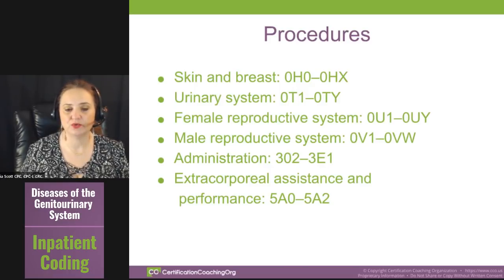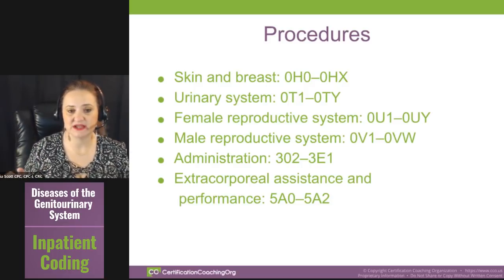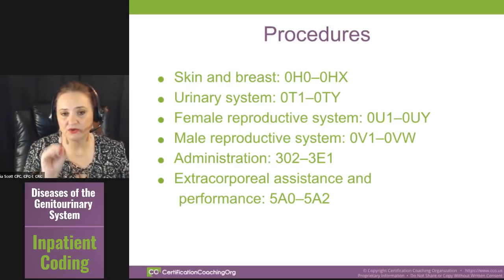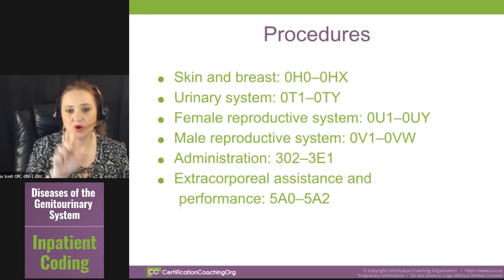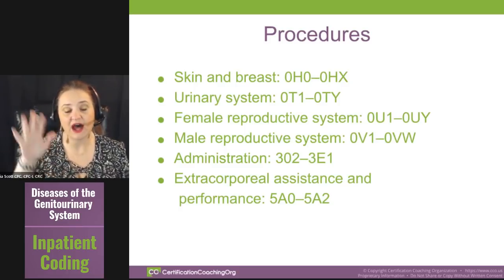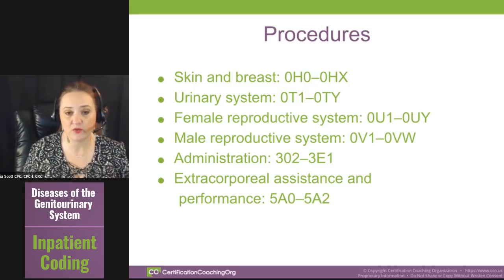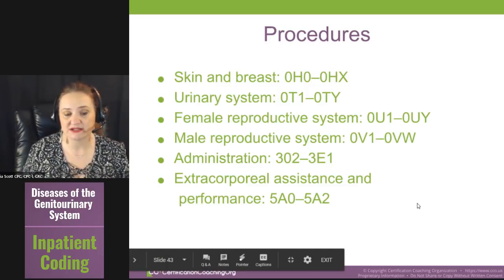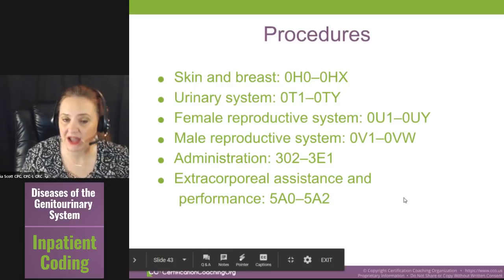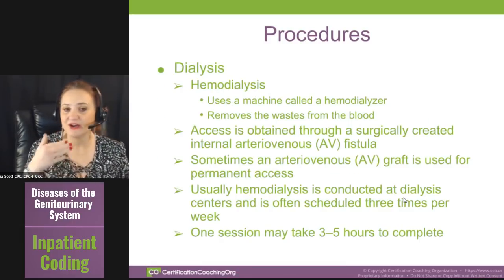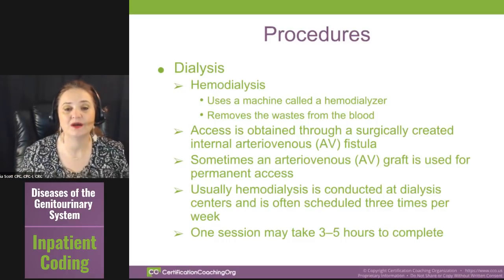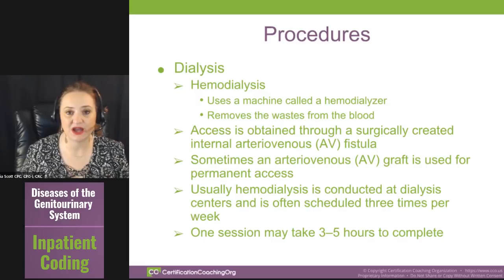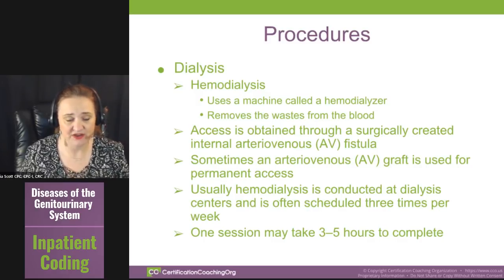Now, you can go to the tables, which would be like the tabular of your PCS manual, and look at these. It would be a good idea to do that. So take some time and go to the table OH and look at all the options of the procedures that can be performed to the skin and breast. The same with all of these. A little light reading as you go through. You can't code sometimes until you know what the options are. That'll give you the ability to code to a higher specificity. It'll also make you faster.